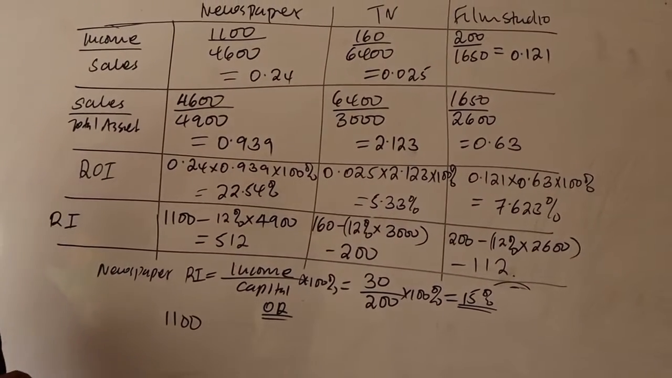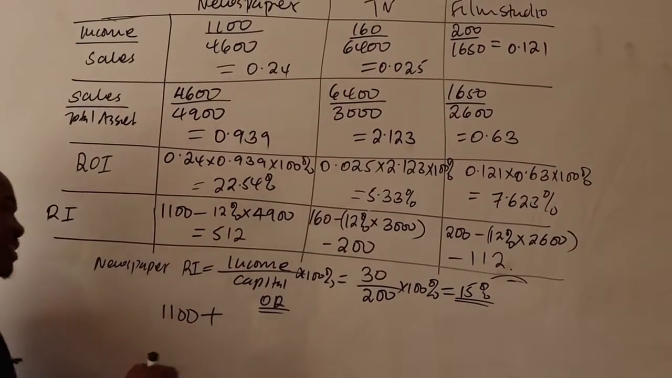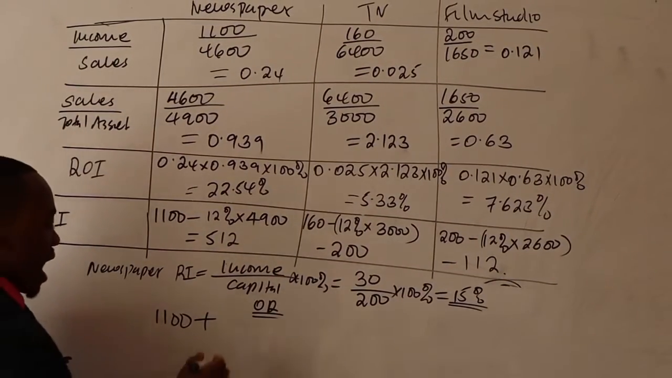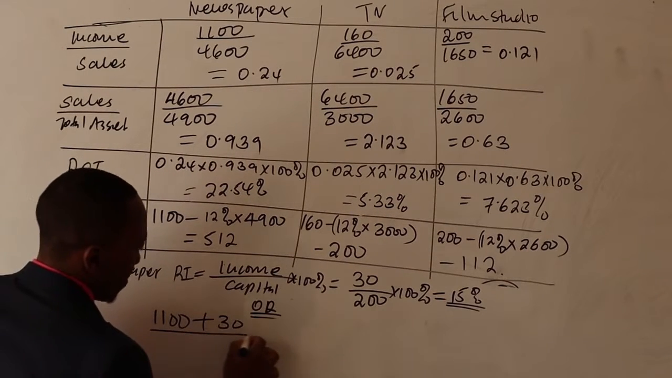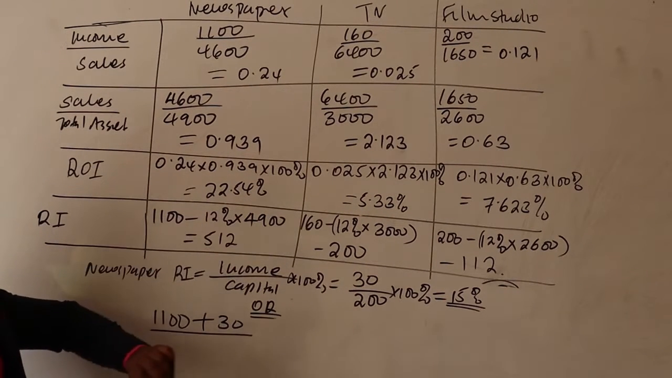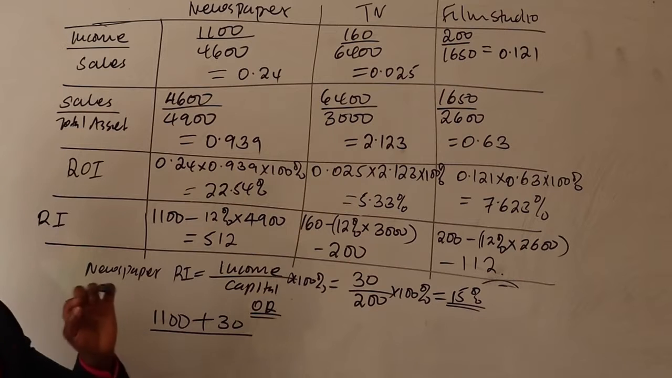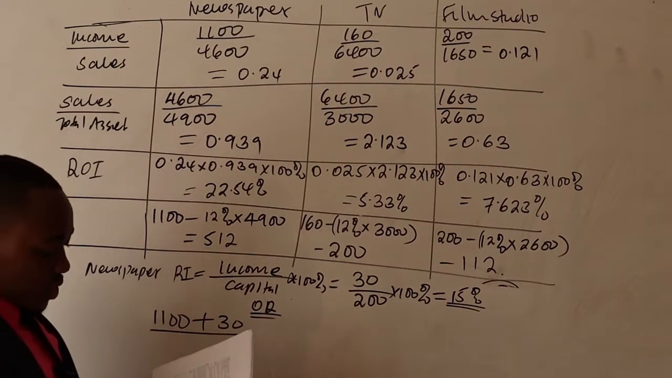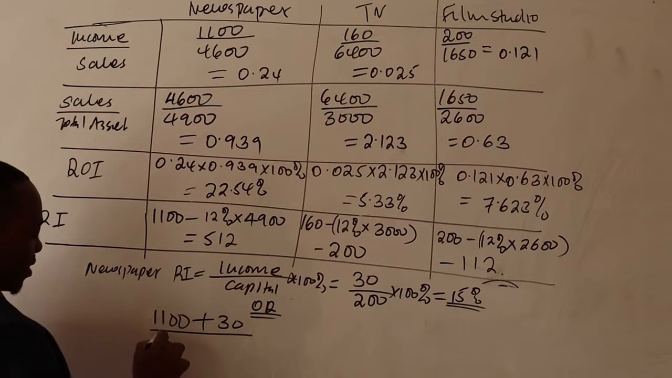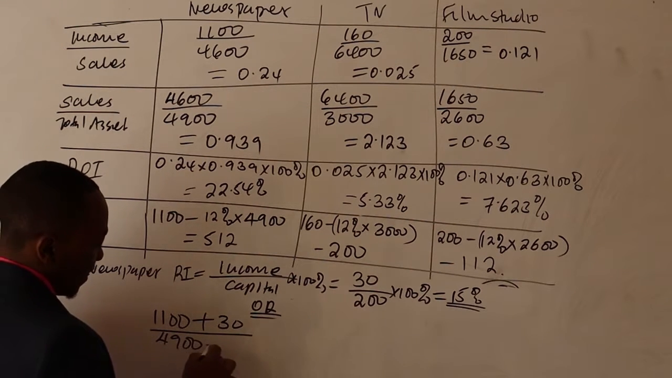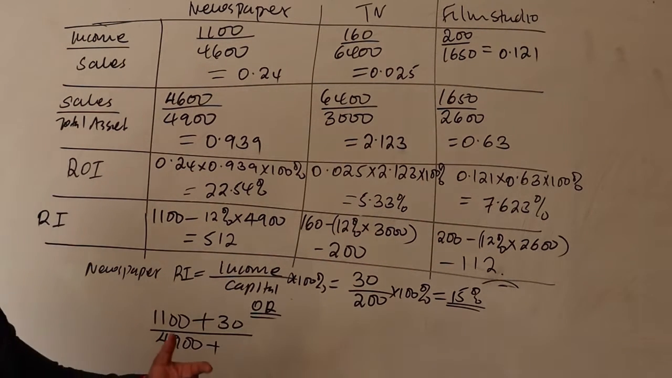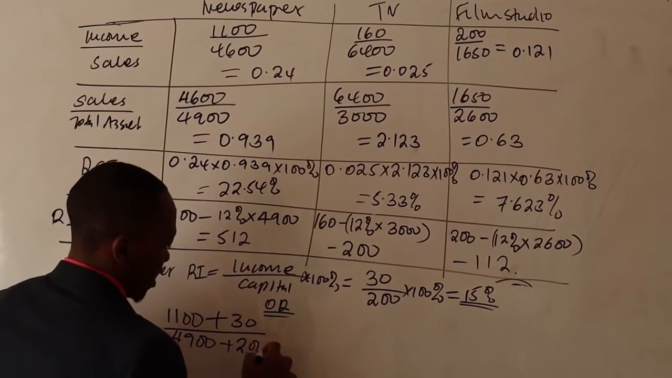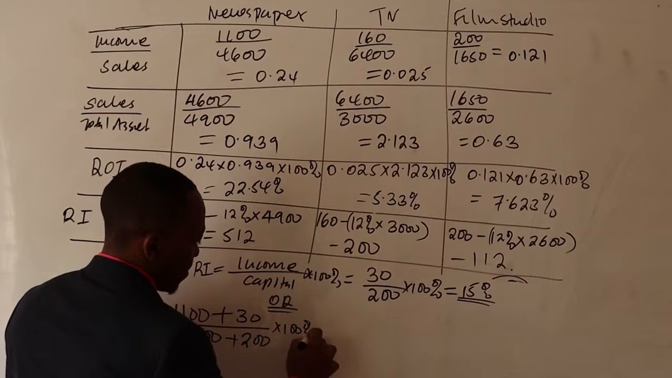That was the income. If we invest in the new project, the incremental earnings will be 30 million. You add 30, and that will be the total income. You divide by the capital. How much was the initial capital of the newspaper? That's the total assets, and the total assets were 4,900. Then you add, if we invest in the new project, an additional 200 million. You multiply by 100%.